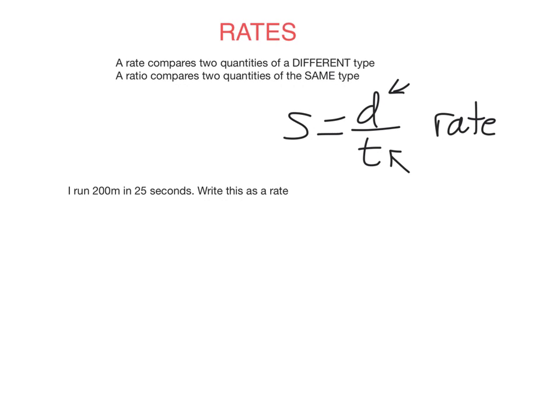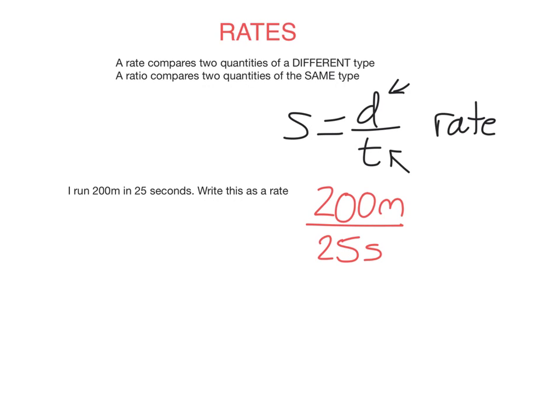I run 200 meters in 25 seconds. I want to write it as a rate. You probably already know that when we're talking rates, it's something per something. For speed, it would be meters per second, distance per time. It probably helps for you to write it as a fraction. So we'll write 200 meters per 25 seconds.